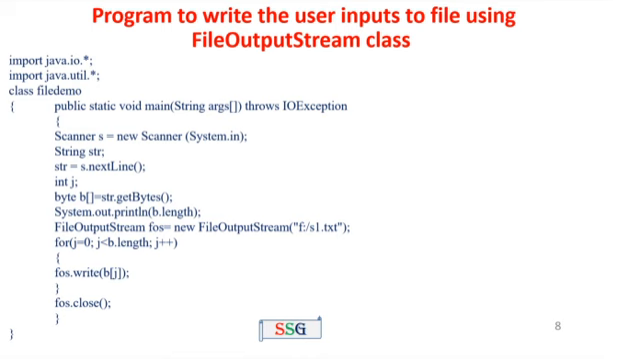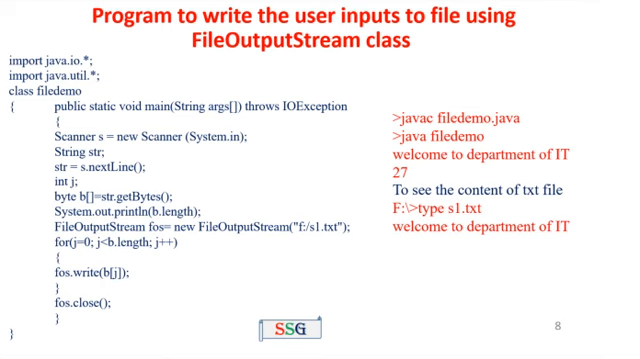That means you are writing all the input, byte by byte, to the file s1.txt. After writing all the content, fos.close(). Okay, then the main function closing and the class FileDemo closing.